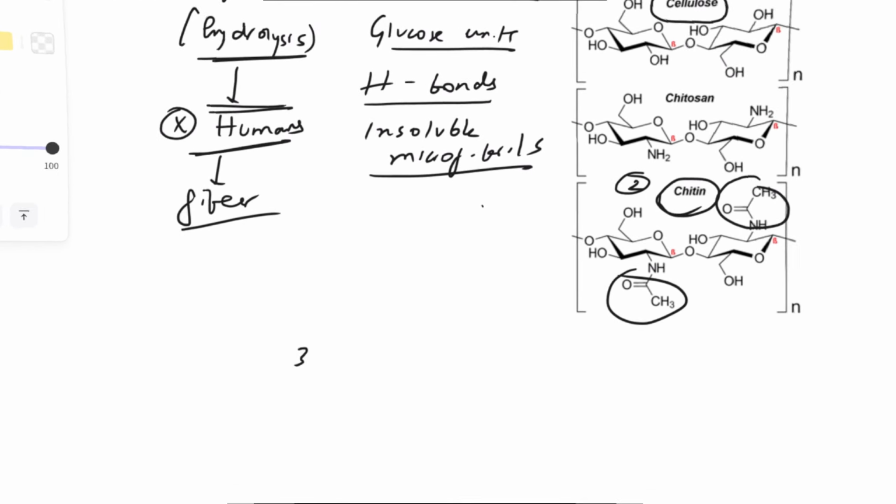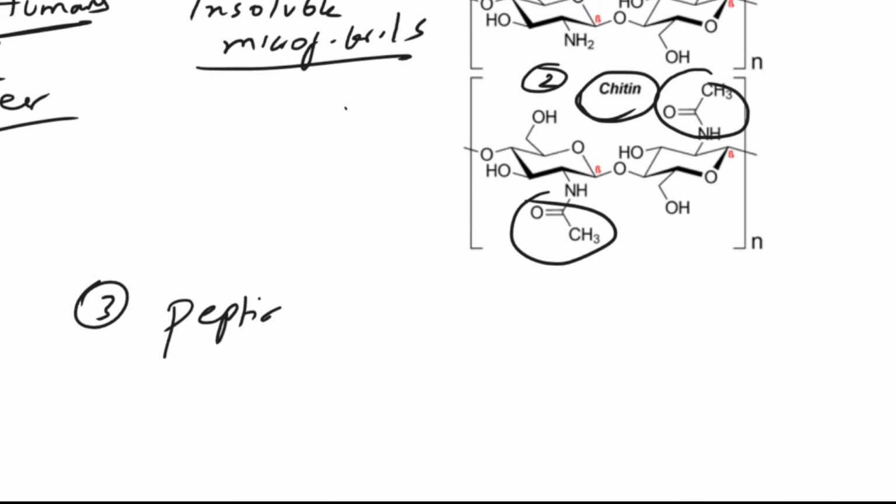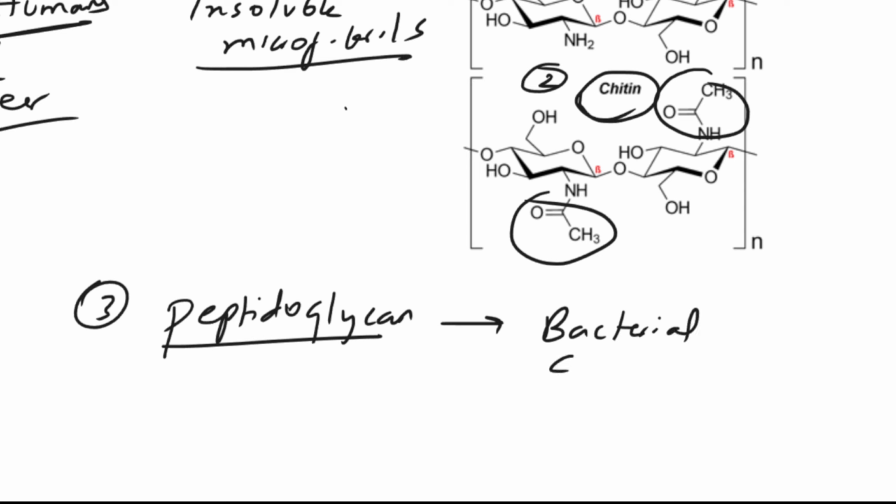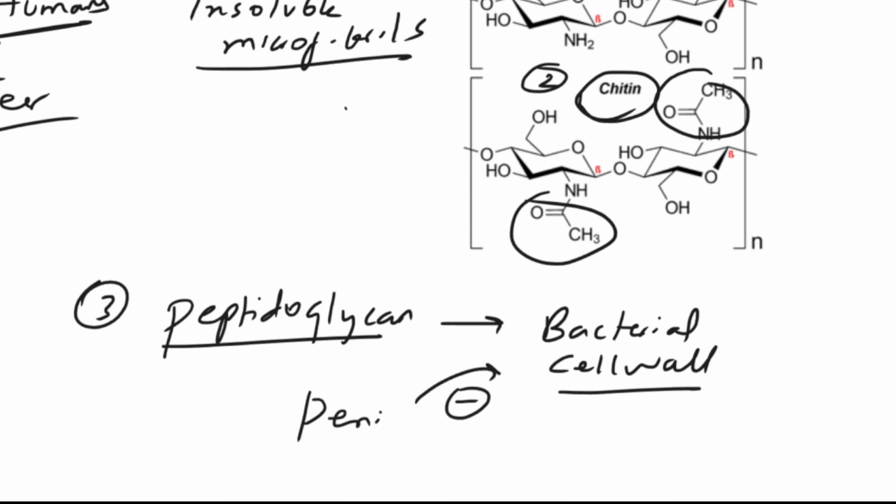The last one we are going to talk about is peptidoglycan, which is in bacteria. It is a unique heteropolymer that forms the rigid layer of bacterial cell walls. It consists of alternating N-acetyl glucosamine and N-acetyl muramic acid linked by beta 1,4 bonds, with peptide crosslinks providing additional strength. This structure is vital for bacterial survival and is the classic target for penicillin and other beta-lactams.